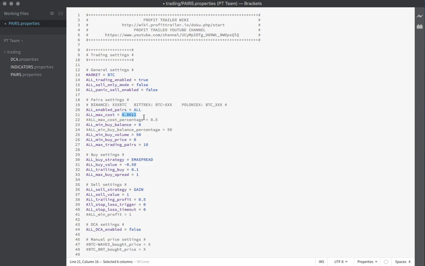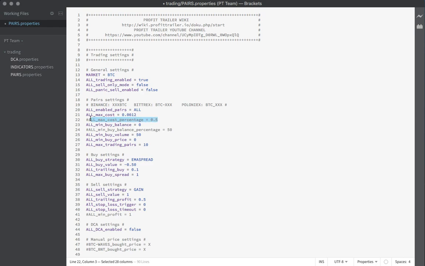Then you have all max cost. This is the amount in Bitcoin that you're going to use to buy each coin pair, regardless of the price. So this is your total outlay for your initial buy. On Binance, this is going to be a minimum of 0.002. There are other settings in the wiki, but this is currently set for Bittrex at 0.0012. I believe Poloniex is similar price. Each of the markets, the BTC, Ether, what have you, will have a different minimum cost or minimum trade level that you can buy each coin pair at.